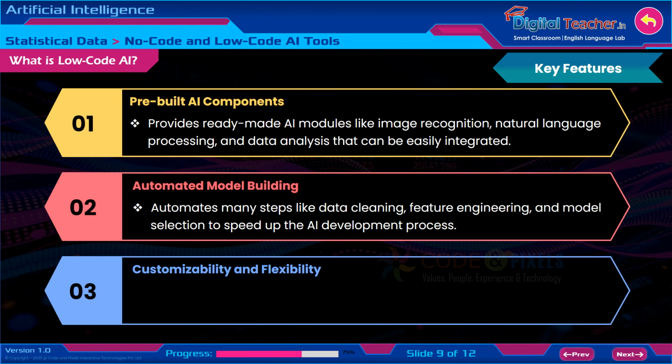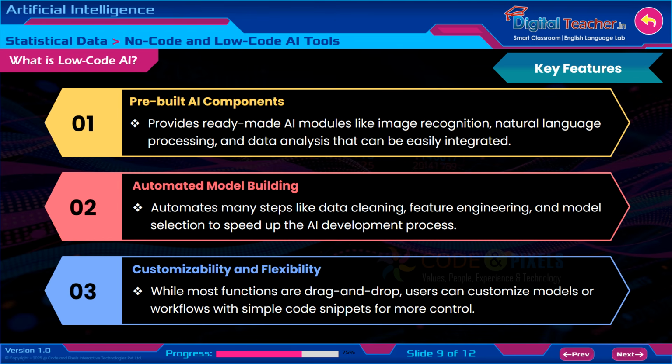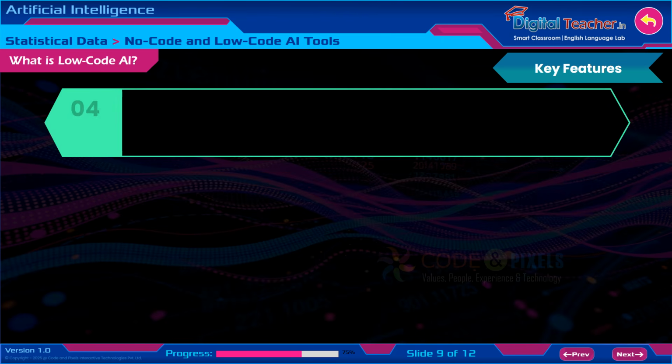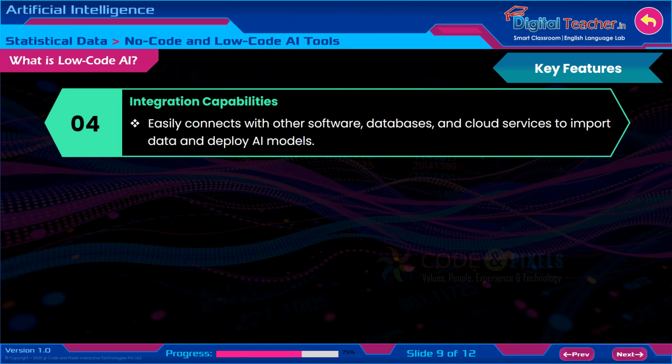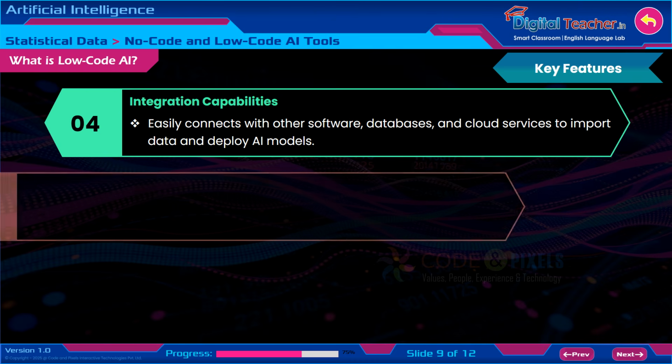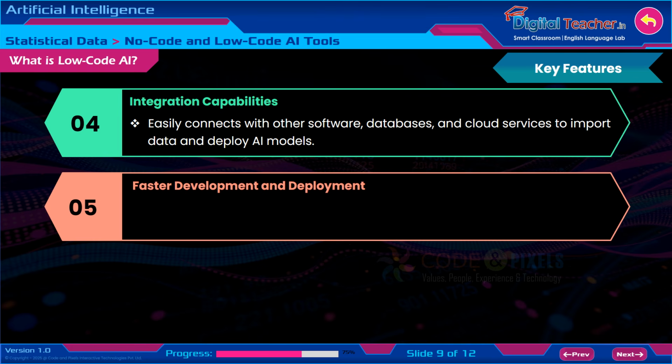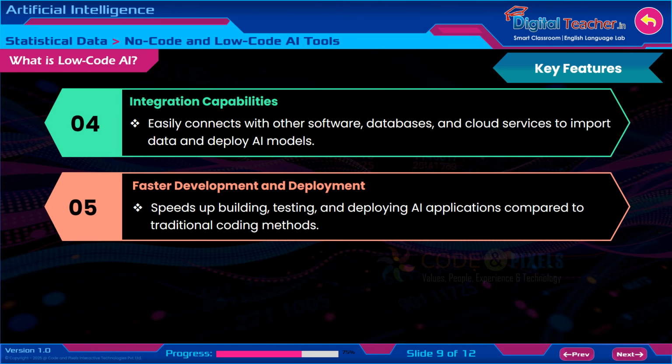Customizability and flexibility. While most functions are drag and drop, users can customize models or workflows with simple code snippets for more control. Integration capabilities. Easily connects with other software, databases, and cloud services to import data and deploy artificial intelligence models. Faster development and deployment. Speeds up building, testing, and deploying artificial intelligence applications compared to traditional coding methods.